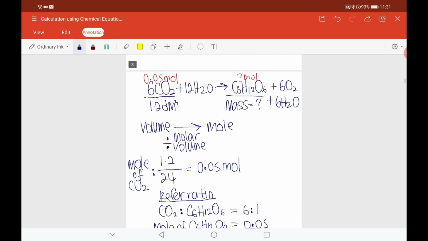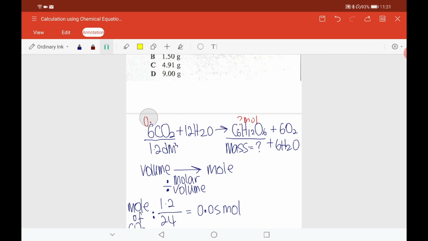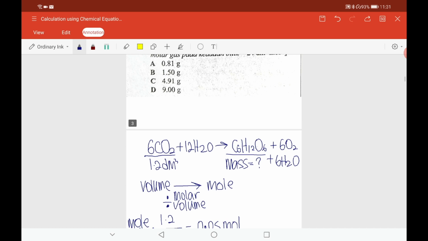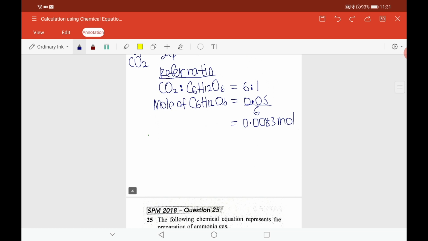So now we have the mole already. In the end, we need to change the mole to the quantity that we want. What we actually want is the mass. So let's do the final step. Mole can be converted to mass using RAM. To change the mole to mass, we use RAM. When we change mole to something else, we use multiplication. So what is the mole?